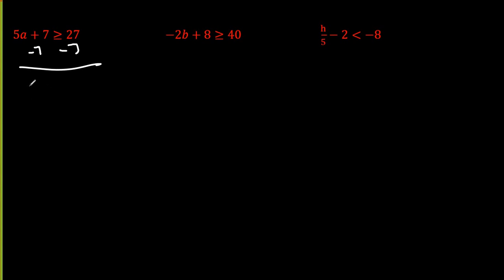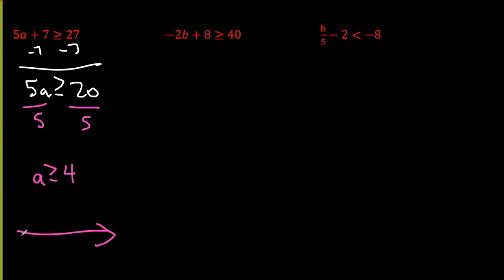So that gives us 5a is greater than or equal to 20. Then we would divide both sides by 5. And that's going to give us a is greater than or equal to 4. So on a number line, we would fill in that circle at 4. And we're going to color it the same way that the arrow's pointing, assuming that the letter's on the left side.